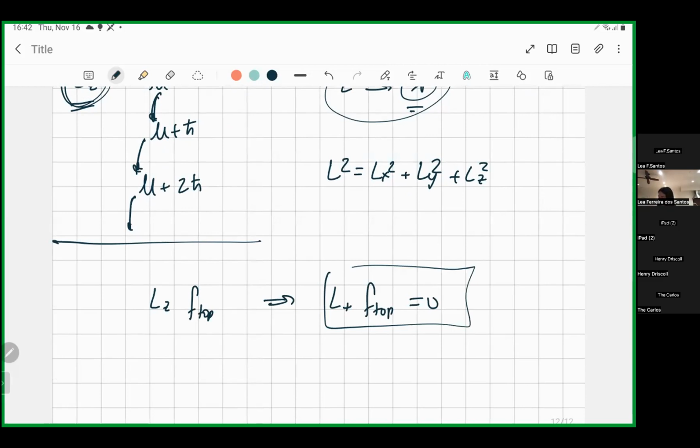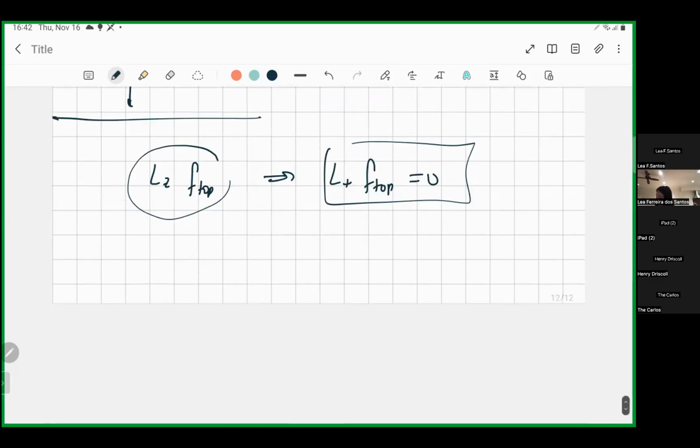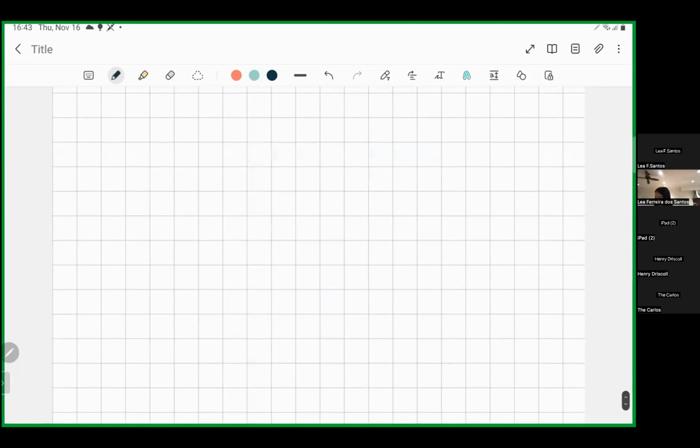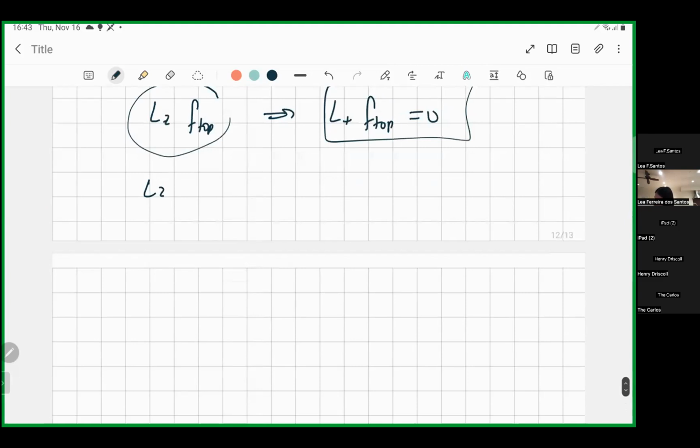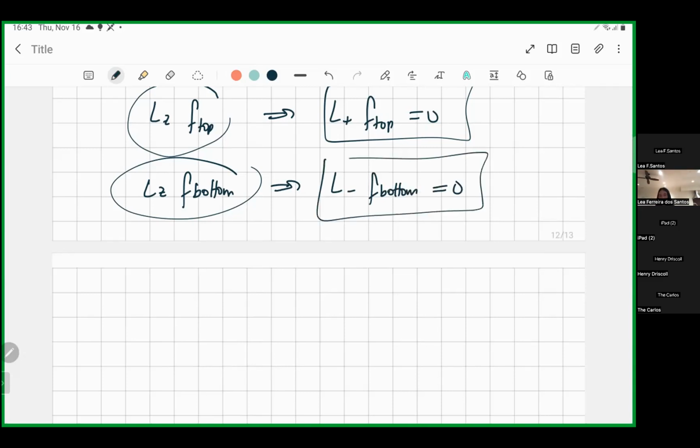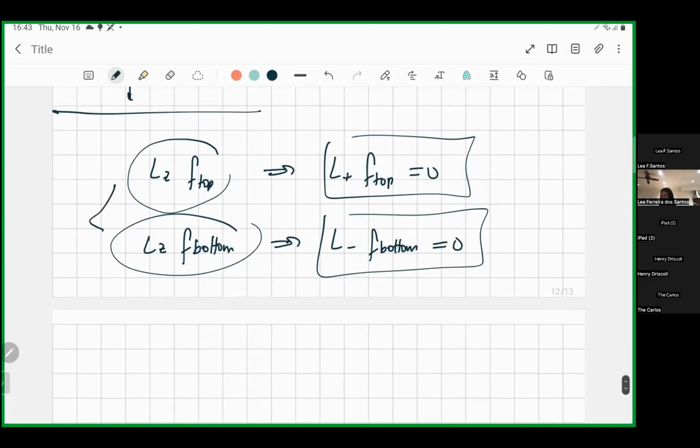So there should be this stop, and the same thing about going down and down. There should be a bottom wave function so that if I apply the lowering operator, this will have to stop. This will help us find, just as we did before for the harmonic oscillator, what are those eigenvalues for the LZ and what are those eigenvalues for the L square.